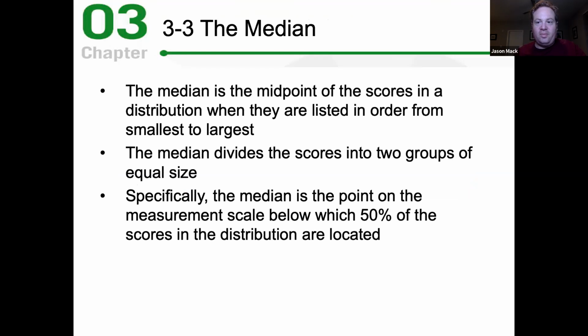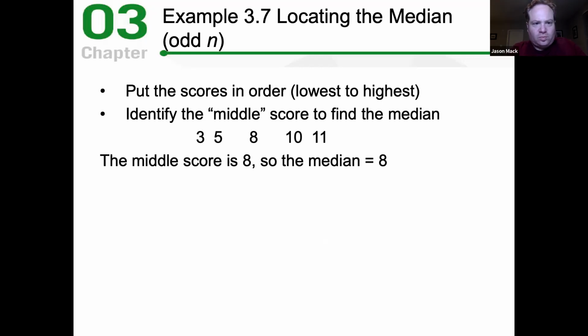Then we have the median. The median is like the midpoint right in the center. So if you have 7 numbers, the median will be the fourth number, right smack dab in the middle. That's where 50% of the scores are distributed or located. So that's how you can remember the median. Locating the median: put the scores in order, lowest to highest, and identify the middle score to find the median. The middle score is 8, so the median is 8.